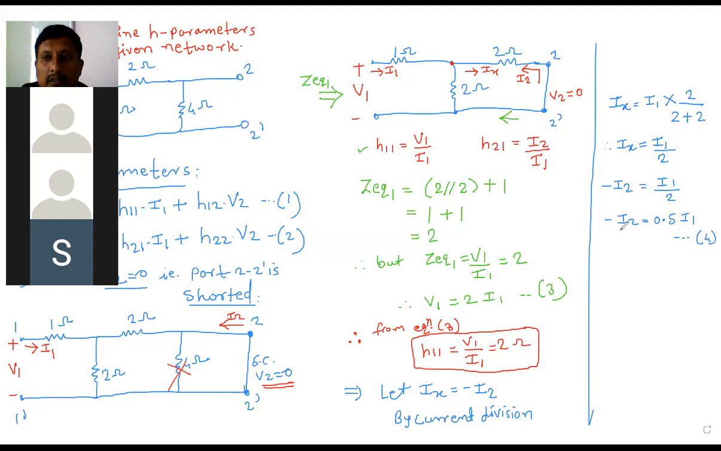Therefore, from equation 4 we can find out the H21. From equation 4, H21 is equal to I2 upon I1 is equal to minus 0.5. That will be the answer of H21.